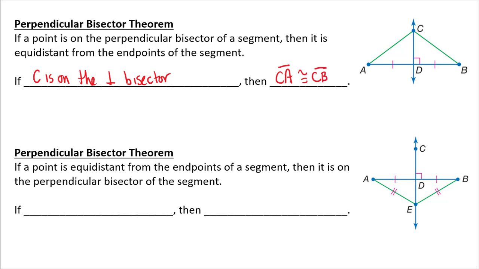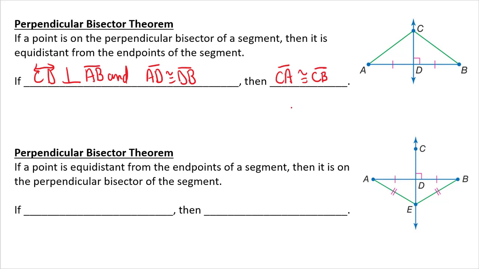And actually, I don't like what I wrote here at the beginning. If CD is perpendicular to AB and AD is congruent to DB, so I'm perpendicular and I have the midpoint, then we have CA congruent to CB.